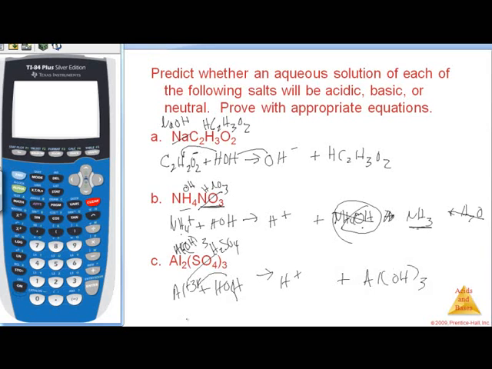And I will need to balance this, so I'll need 3 of those and 3 of those. Alright, not so hard.